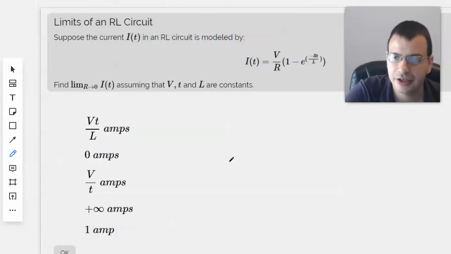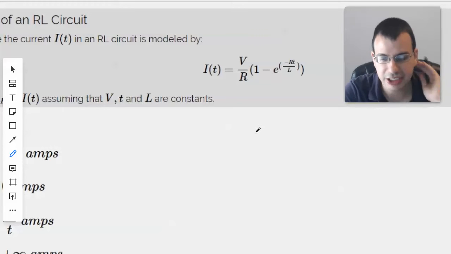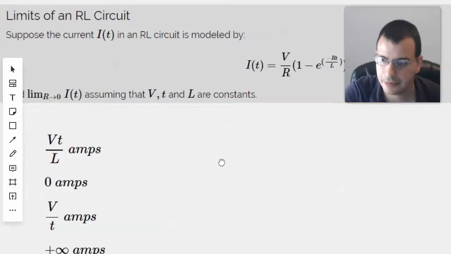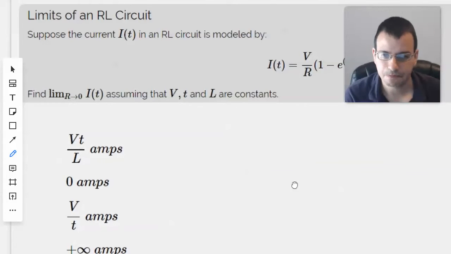Suppose the current I(t) in an RL circuit is modeled by V over R times the quantity 1 minus e to the negative Rt over L. Find the limit as R approaches 0 of I(t), assuming that voltage, time, and L are constant.